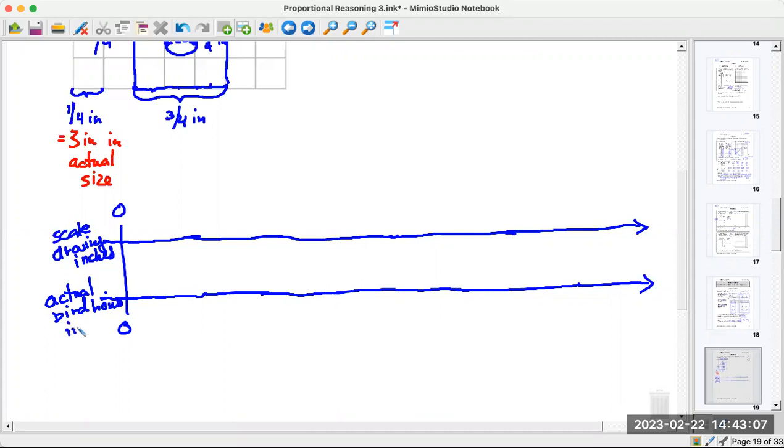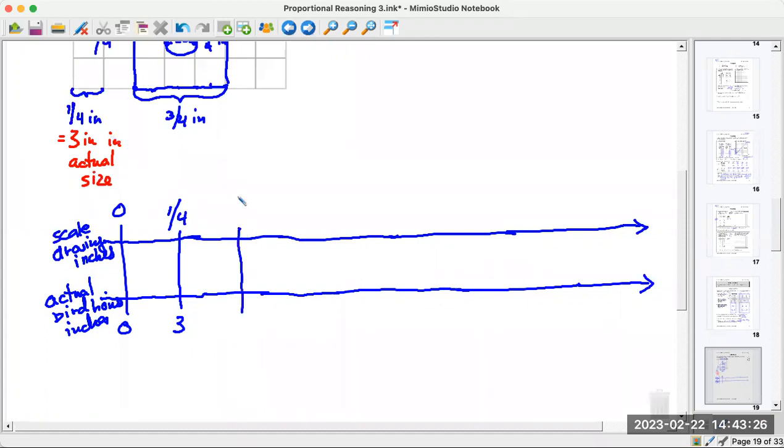Also in inches. So our first clue is right here, 1/4 inch. So I'm going to draw a line and I'll say 1/4 inch on my scale drawing is 3 inches in actual size, correct? Yep, I made that up. I decided this is what's going to happen. So that's my first one.